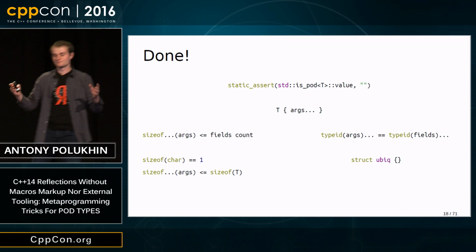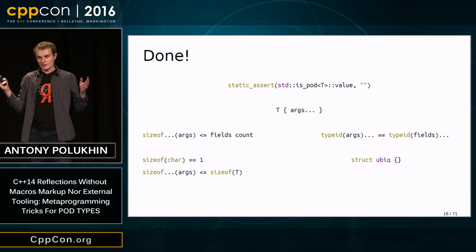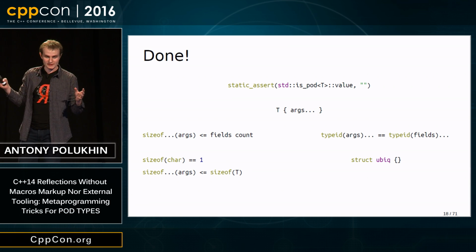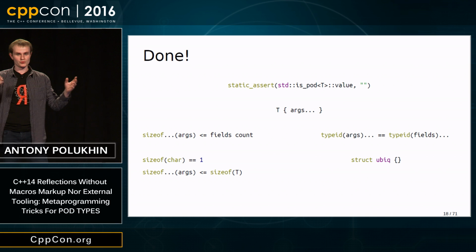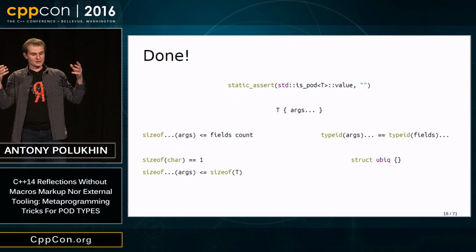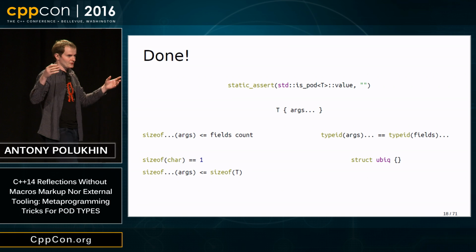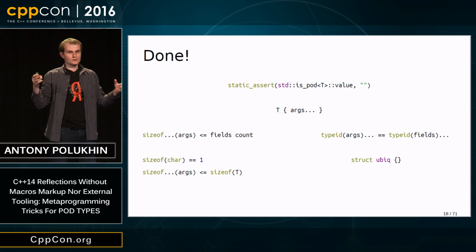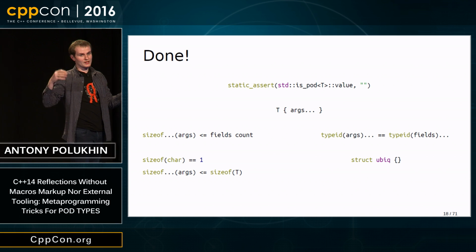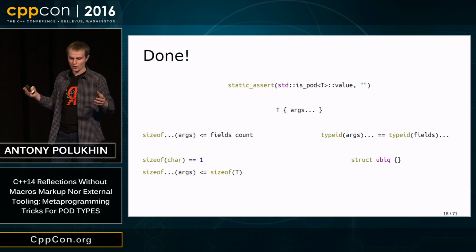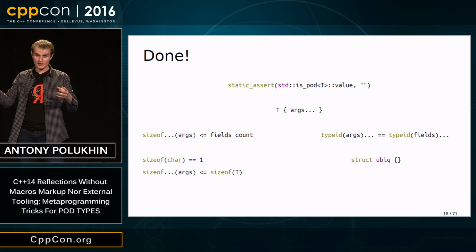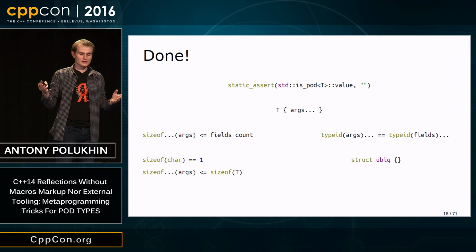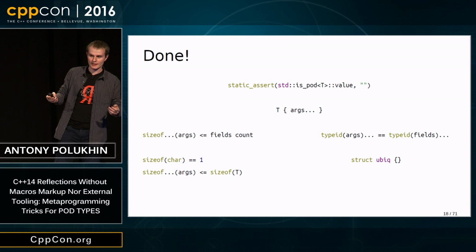So, here's the whole recipe. We try to aggregate initialize structure T with an arguments count equal to the size of the structure T, where each argument is an instance of structure Ubik. If we've guessed the arguments count correctly, then during the aggregate initialization, all the instances of Ubik will be implicitly converted to the type of the field. The implicit conversion operator will be called. That's it. The expression compiled, we count the Ubiks, and it will be equal to the fields count. If that failed to compile, we drop off one of the arguments and try again.